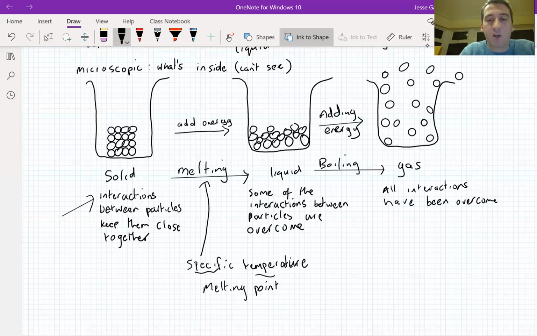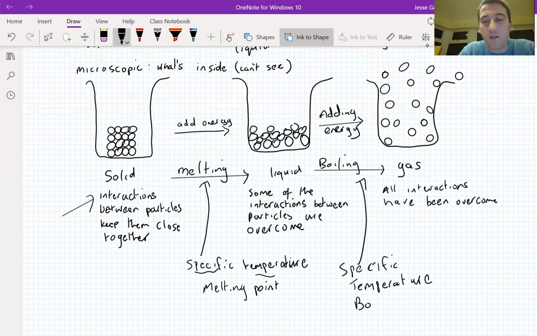The temperature that this happens at, again, is a specific temperature for a certain substance, and we call that specific temperature the boiling point. So the boiling point of a substance is the temperature at which all the interactions have been overcome. Again, it will be at different temperatures for different substances. It depends how strong the interactions between the particles are.